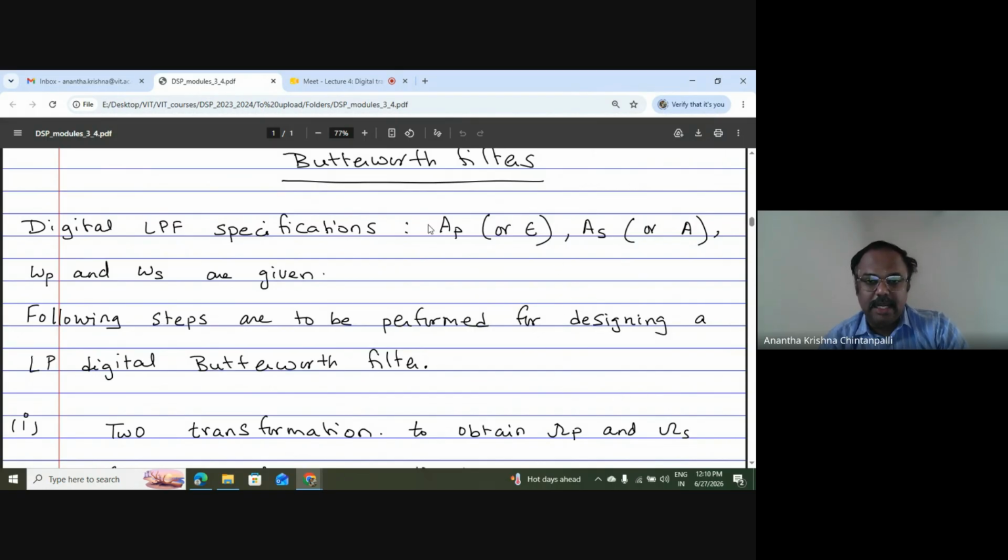Okay, so let's assume that the digital low pass specification is given. Again, it's Ap or As if you are in a dB scale, or A or epsilon if you are in an analog scale. Omega p and omega s are given. So this is discrete omega p and discrete omega s. These are the digital low pass filter specifications. If it is analog, then you will have continuous omega p and continuous omega s. So understand the difference between the two. Okay. So the following steps are to be performed for designing a low pass digital Butterworth filter.